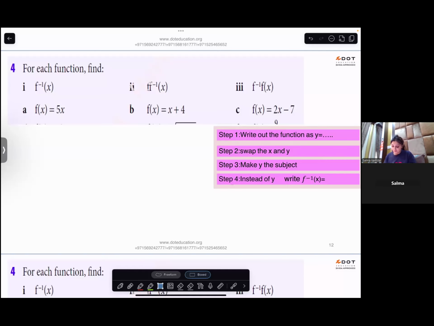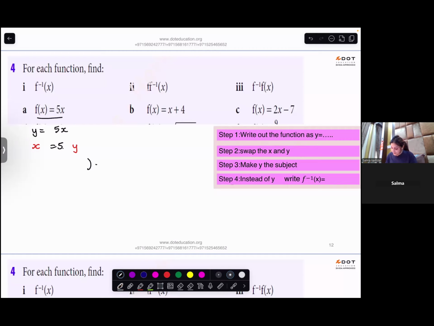So now we have a function f of x. For this, we need to find our f inverse of x. So what do you do? You write the function as y is equal to 5x. Swap the x and y. In place of y, you put x. In place of x, you put y.